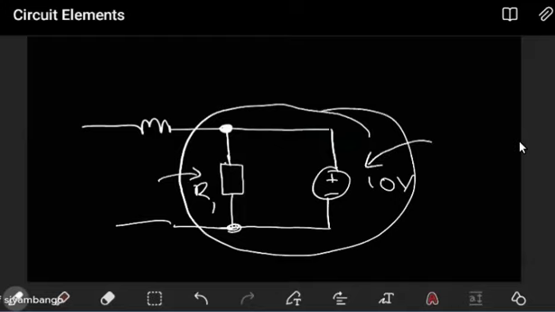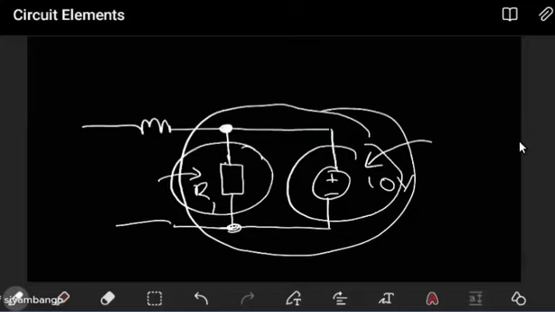Since the voltage difference across this source is 10 volts, it means that the voltage difference across R1 also has to be 10 volts. Why? They are in parallel. So, remember what voltage difference is.